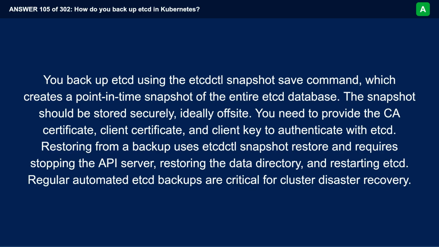You need to provide the CA certificate, client certificate, and client key to authenticate with etcd. Restoring from a backup uses etcd snapshot restore and requires stopping the API server, restoring the data directory, and restarting etcd. Regular automated etcd backups are critical for cluster disaster recovery.